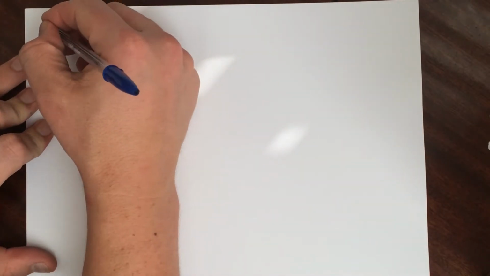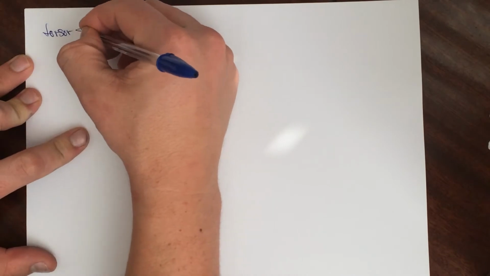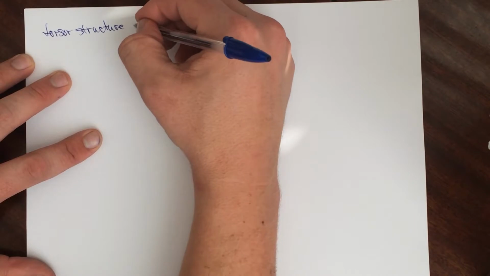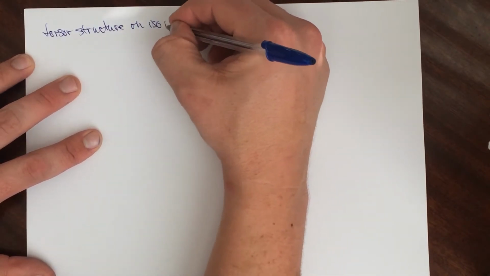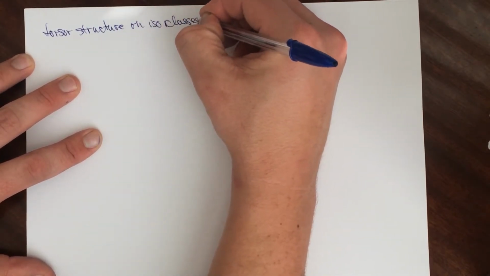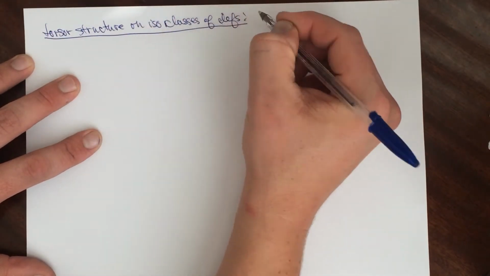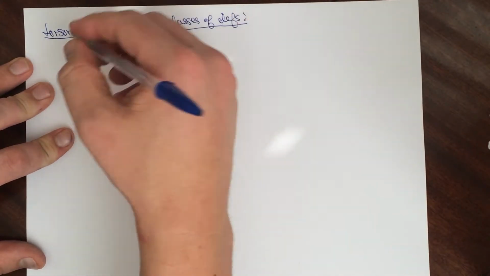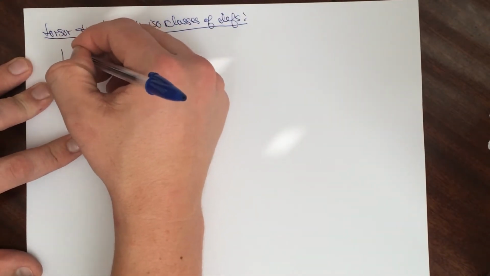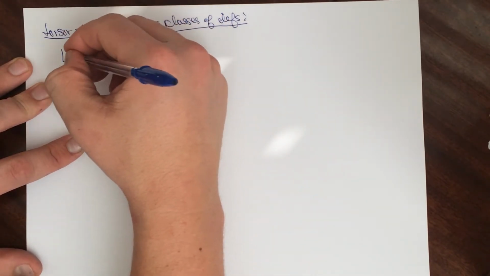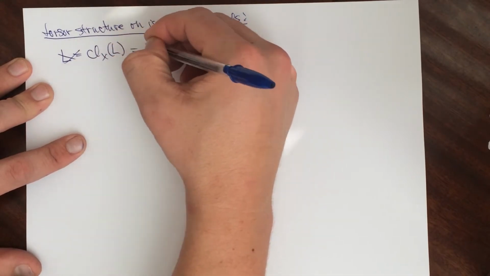Okay, so it remains to explain the torsor structure of deformations, of isomorphism classes of deformations of line bundles. So here's what we're going to do. Suppose L is given by the class of L is equal to Mij.